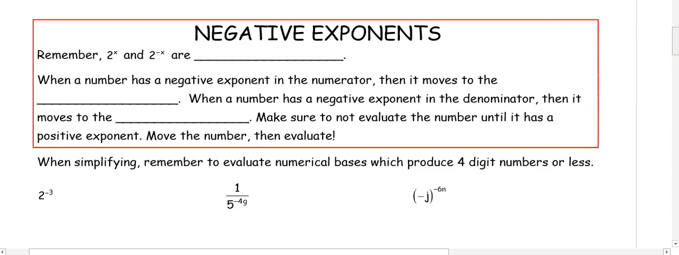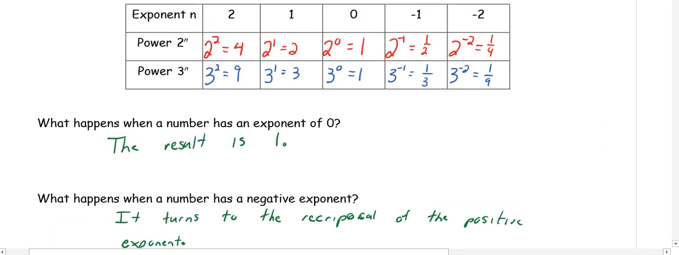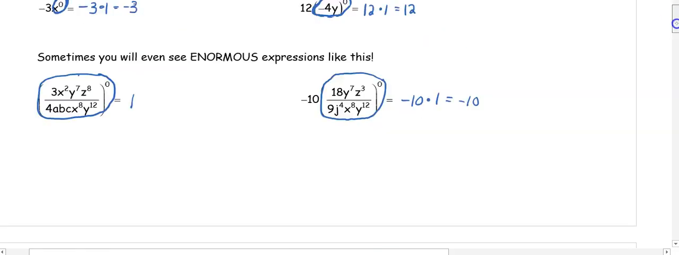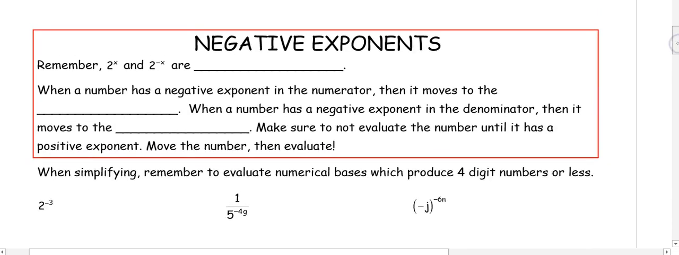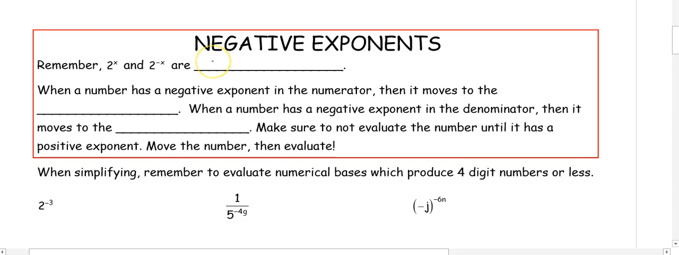Now let's switch gears and let's look at negative exponents. So remember from the table before when we had 2 to the x and 2 to the negative x, so if we have 2 to the 2 and 2 to the negative 2, those are reciprocals of each other. So remember that they're reciprocals of each other.